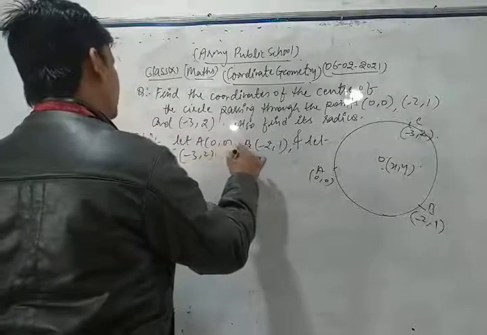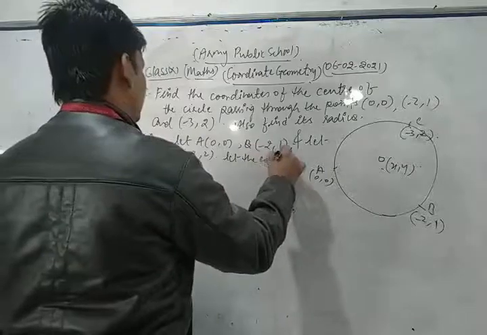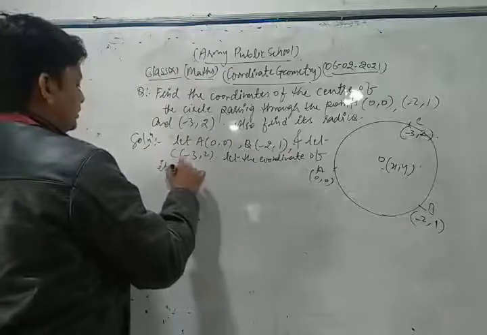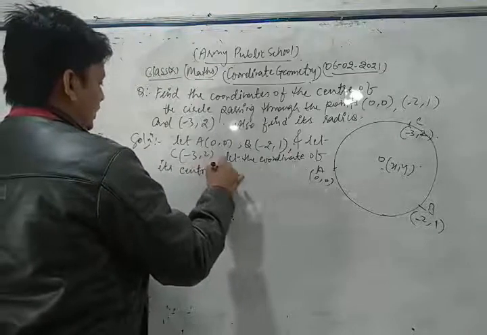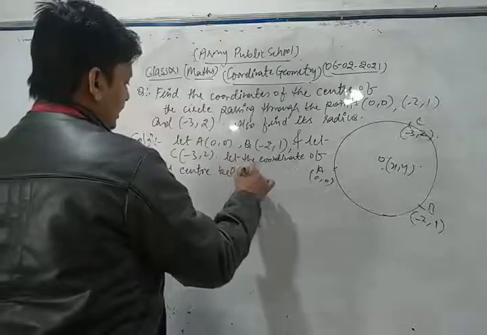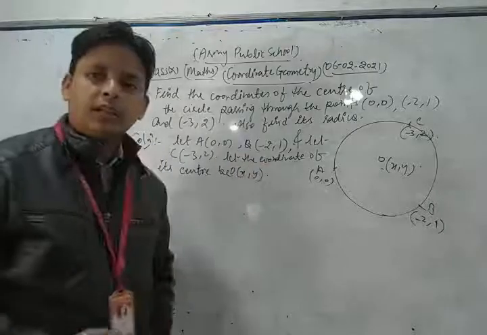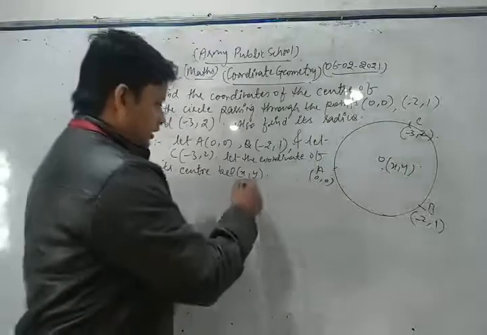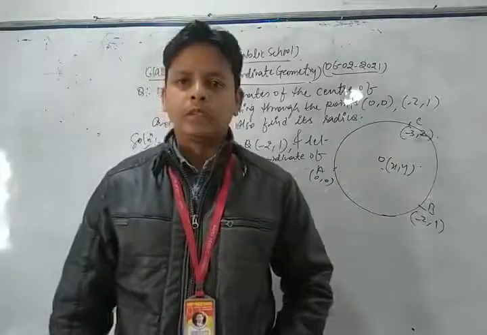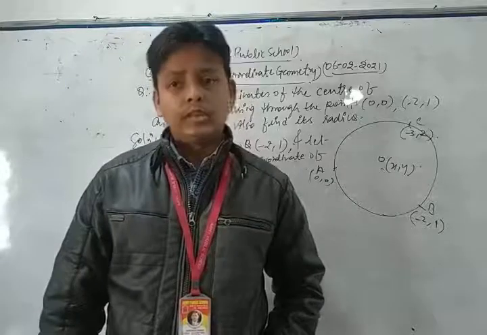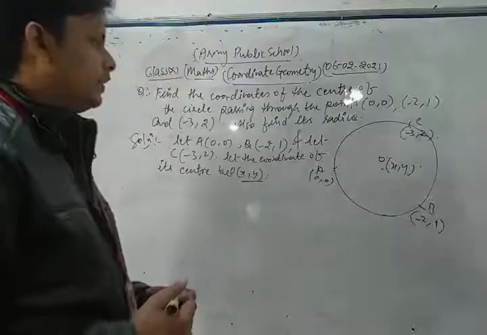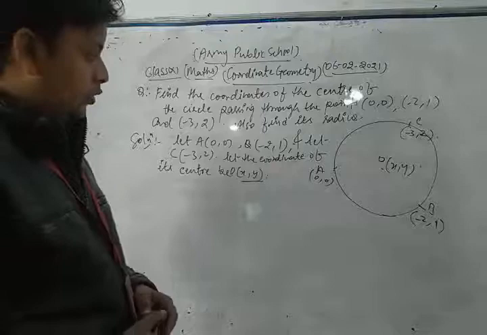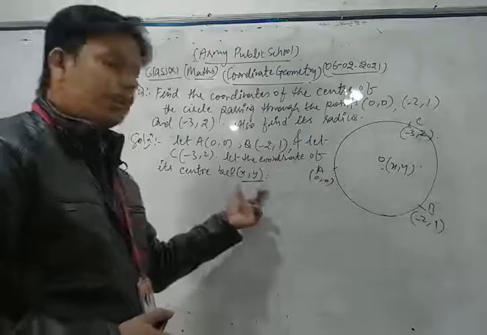Let the coordinates of its center O be x comma y. Okay, dear students, this is the coordinate of its center. Now we find the coordinates of its center, which is x y.